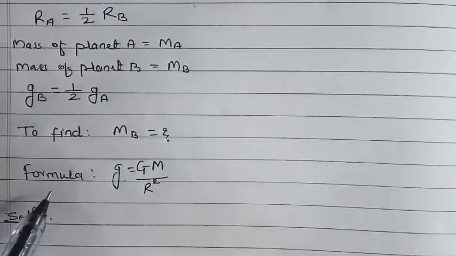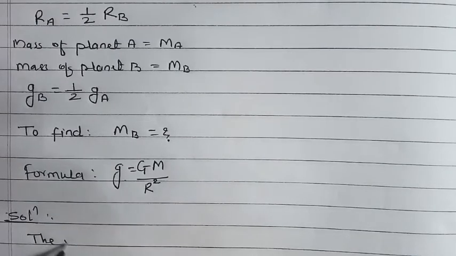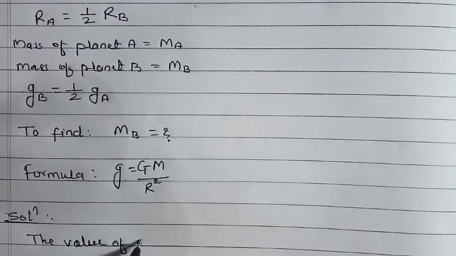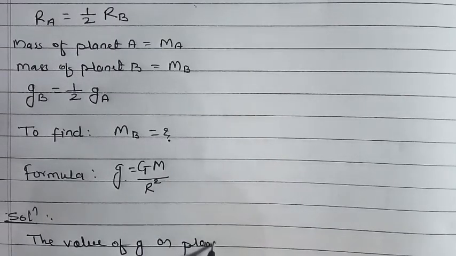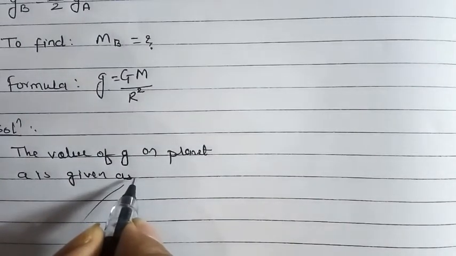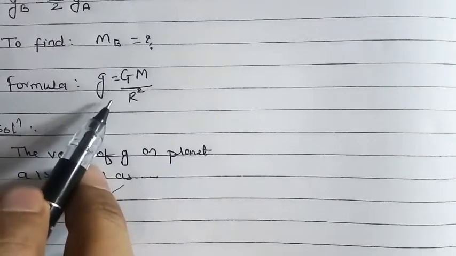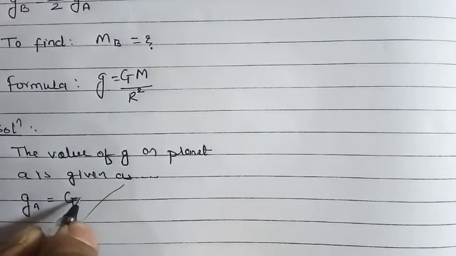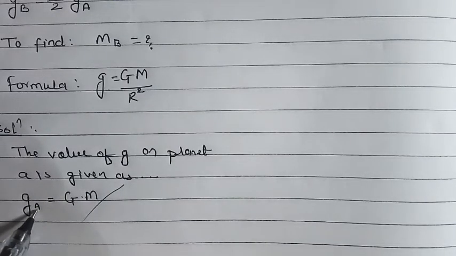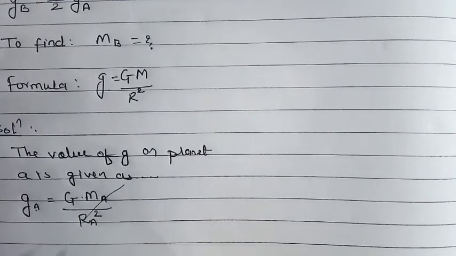According to the given condition, we can write the value of g on planet A as gA equals capital G into, since we are talking about planet A, the mass of planet A divided by the radius of planet A squared. Okay, so this is our first equation.